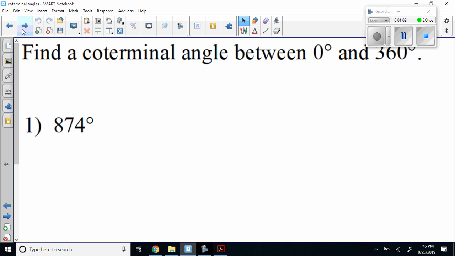Let's look at this one, because we need to find the coterminal angle between 0 and 360. That means it has to be between 0 and 360. So I'm going to give you 30 seconds. Let's see what you can do. Fair enough? 30 seconds. You're either going to go yeah or you're going to go nah.